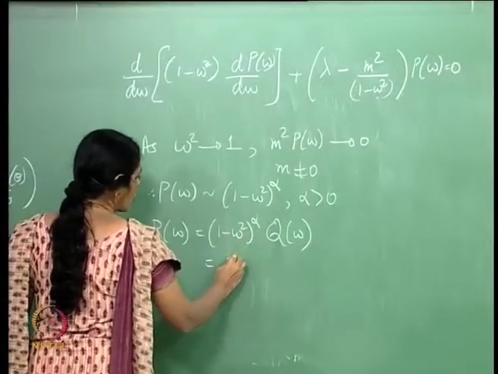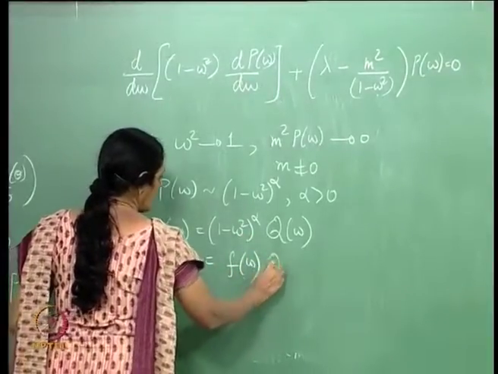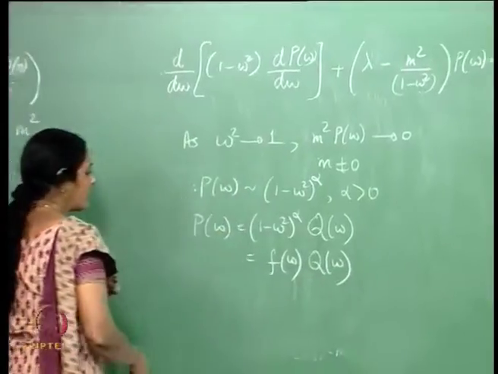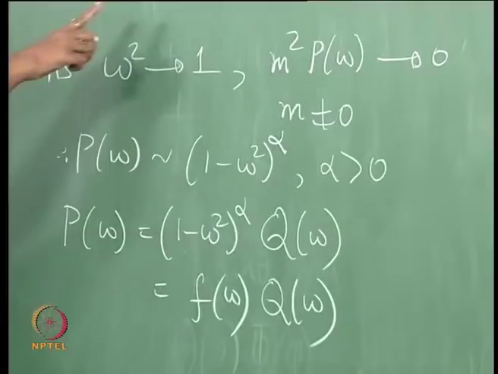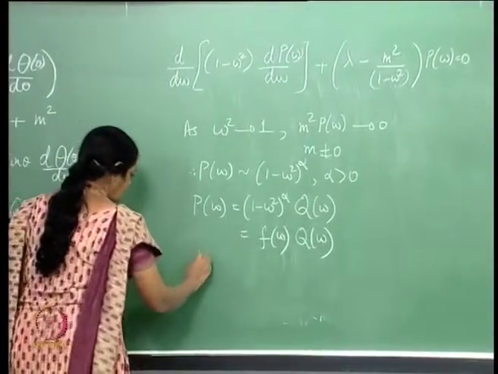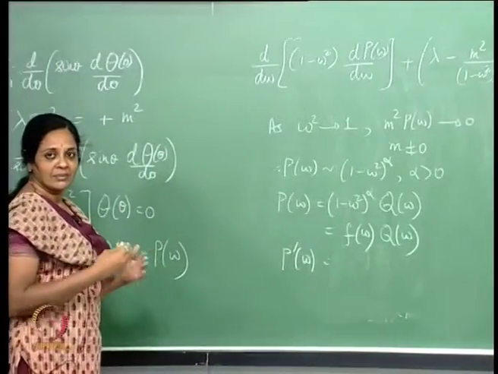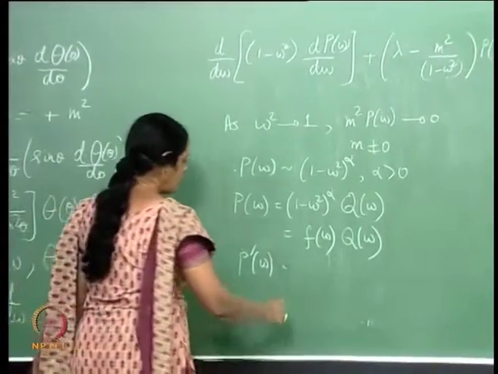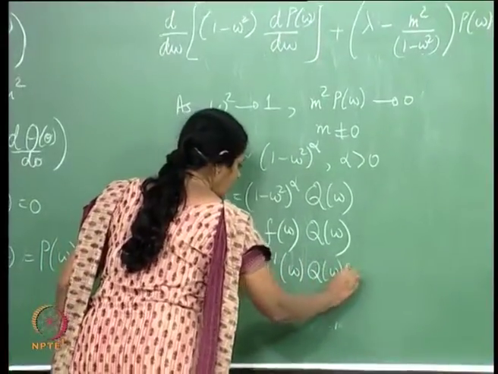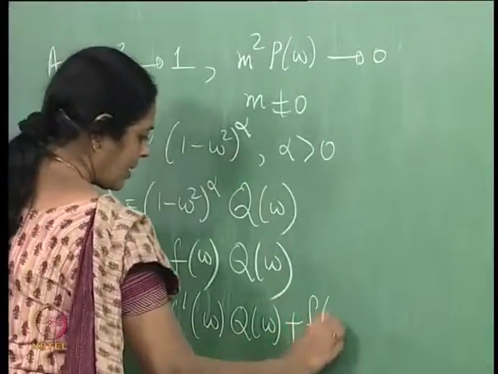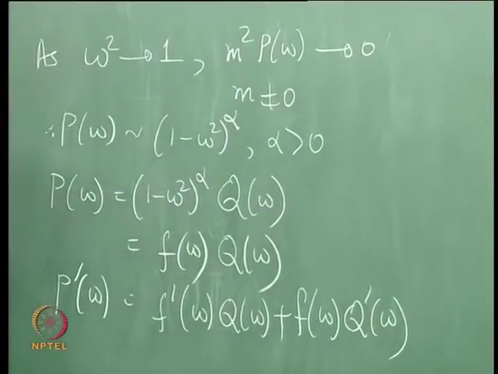I am just simply going to call (1 - w^2)^alpha as f(w), and therefore p(w) is f(w) q(w). I need p prime. So, p prime of w, by prime I mean the differential with respect to w, is f prime(w) q(w) plus f(w) q prime(w).